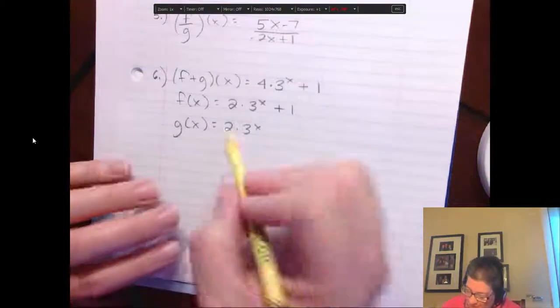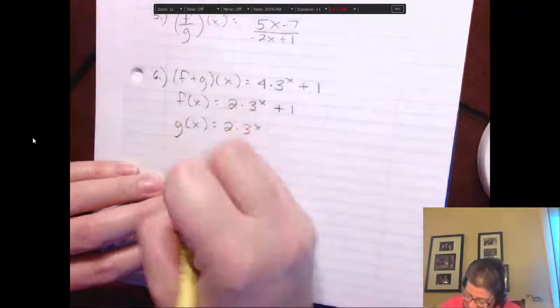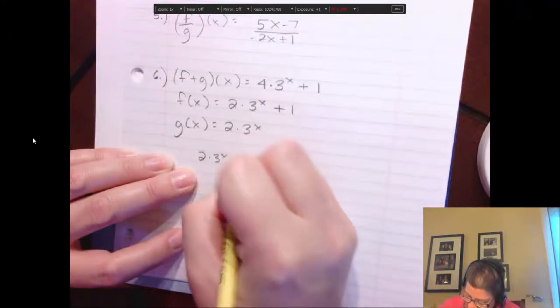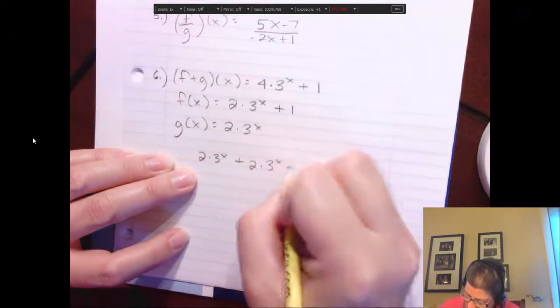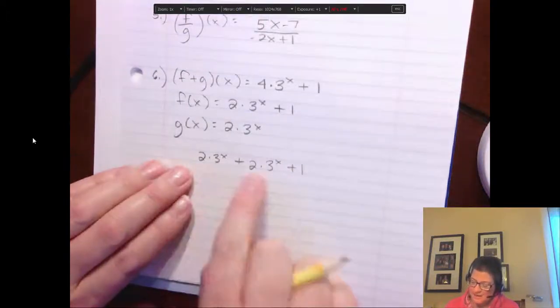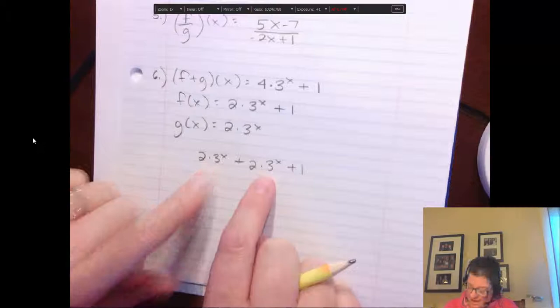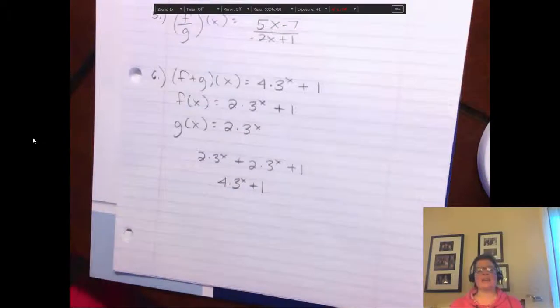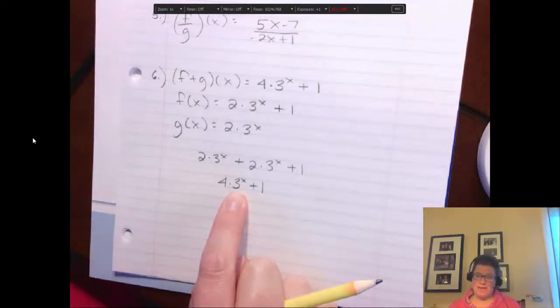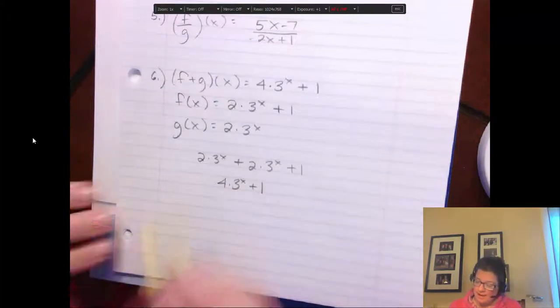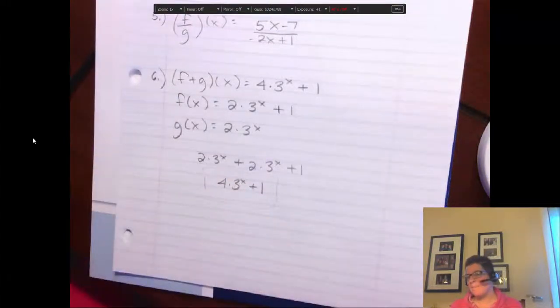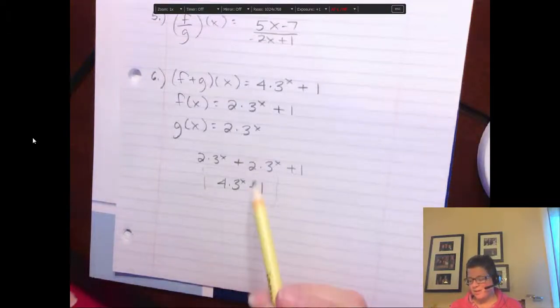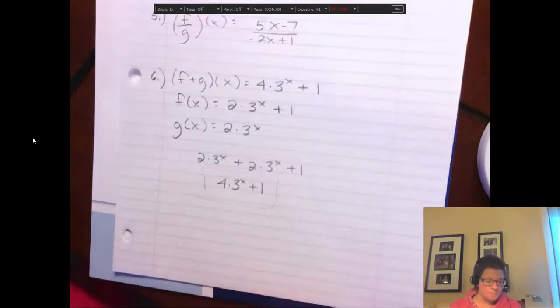So think about it. If I took this and I had 2 times 3 to the x plus 2 times 3 to the x plus 1, I could combine these, because there's two of the same things, as 4 times 3 to the x plus 1. Just like if it was 2x plus 2x, I could get 4 x's. It's just 3 to the x instead of just a number there. But either way, we got back to our original answer. So I wanted to show you that backward thinking with something that doesn't look real pretty with that 3 to the x.